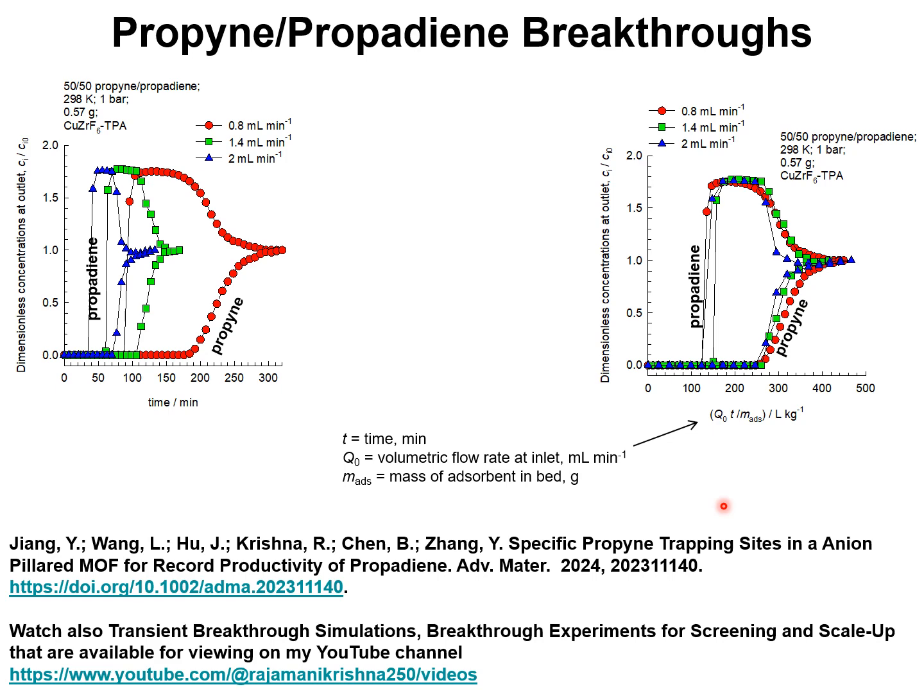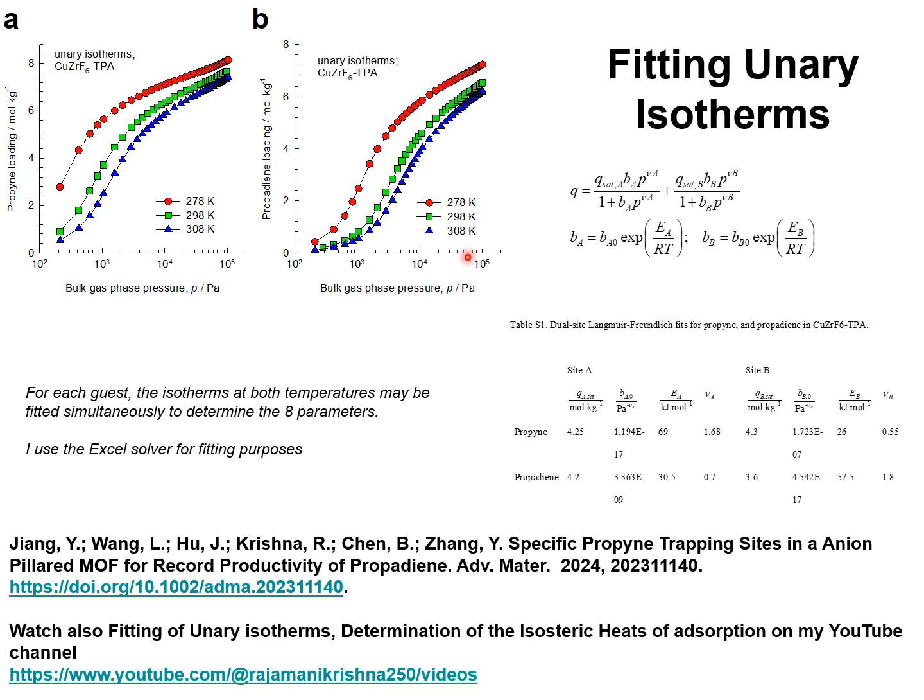So let's look at the unary isotherm data. The first step in performing breakthrough simulations for 50-50 propyne-propadiene mixtures in fixed bed tubes packed with copper zirconium F6 TPA is to analyze the unary isotherms and fit the isotherms with an appropriate model.